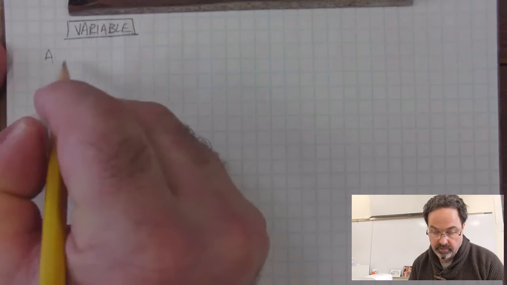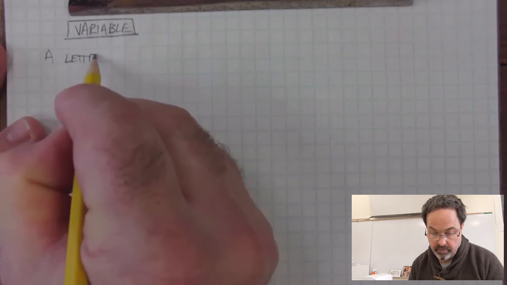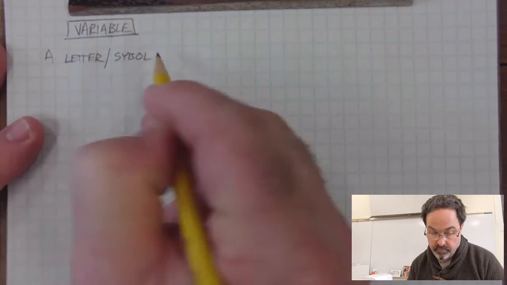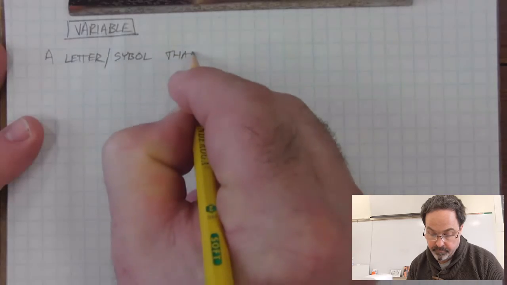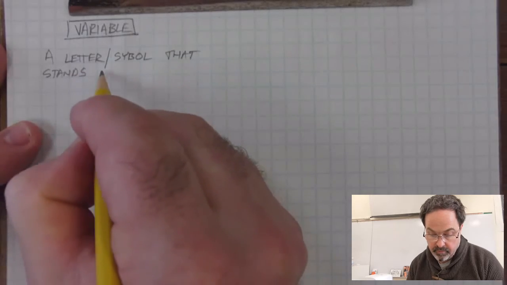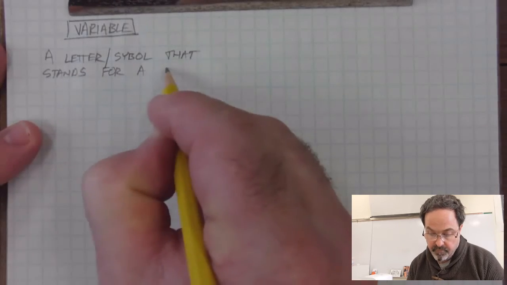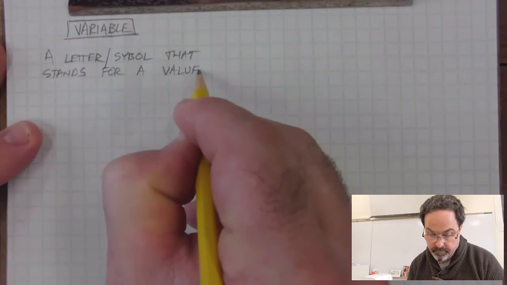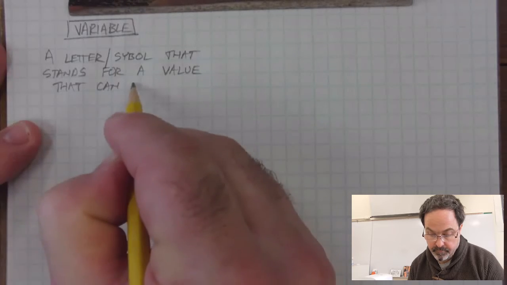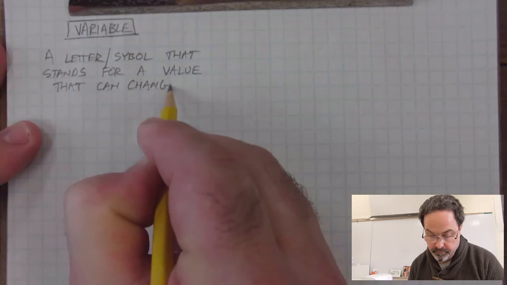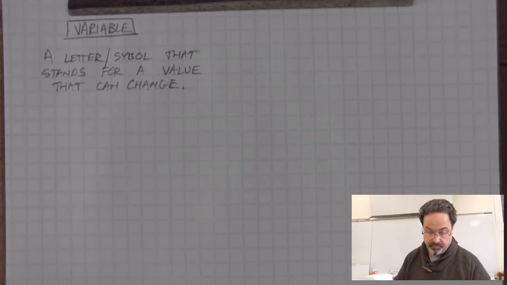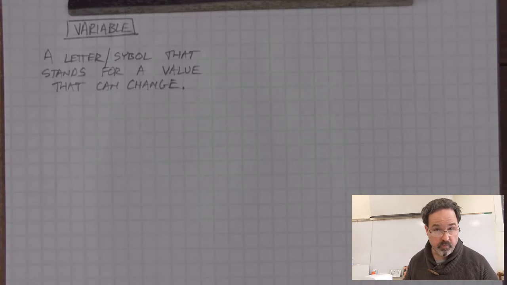A variable is a letter or symbol that stands for a value that can change. To vary means to change, so a variable is something whose value can change.